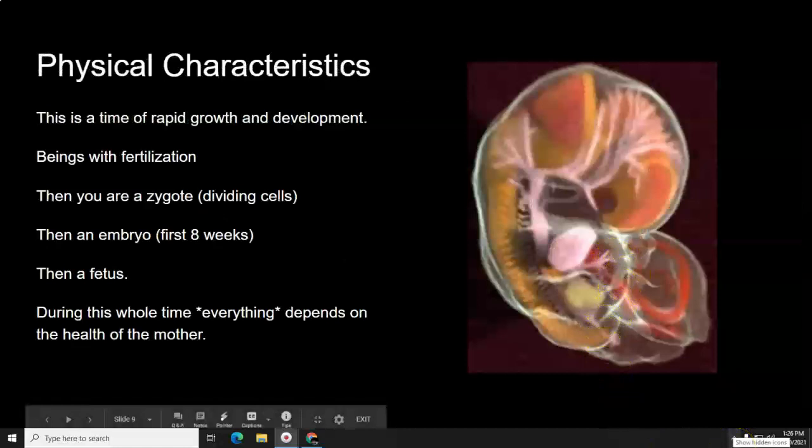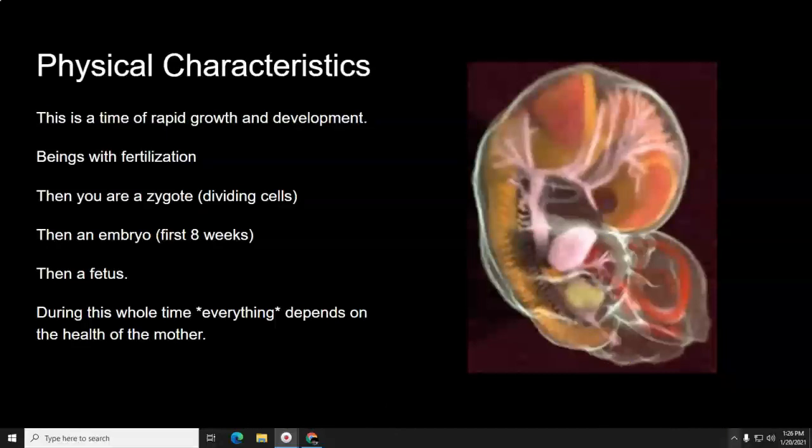So physical characteristics during this stage, there's huge rapid growth and development. It's the fastest we grow as humans. It starts with fertilization, and then you are a zygote. You start dividing until you get to about 8 or so. So you're a zygote for around 2 weeks until you have divided enough to start becoming specialized. And then you are an embryo, and that lasts to the end of the first 8 weeks. And then you're a fetus, and you're a fetus until you're born, and then you are a baby or an infant. During this whole time, everything depends upon the health of the mother.